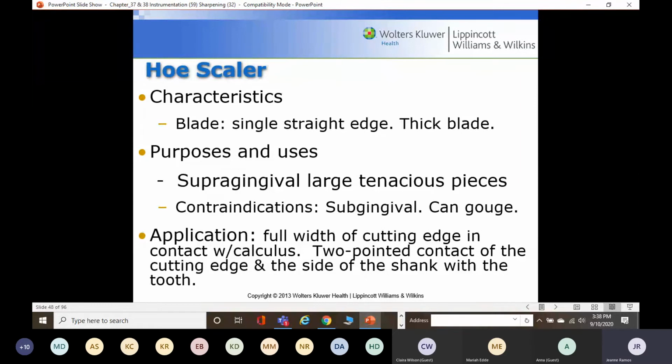So this blade is single straight edged. It has a thick blade. The purposes and uses: supragingival, large tenacious pieces. Contraindications: you don't use it subgingivally. It can really gouge. You have full width at the cutting edge in contact with the calculus, two-pointed contact at the cutting edge and the side of the shank with the tooth.